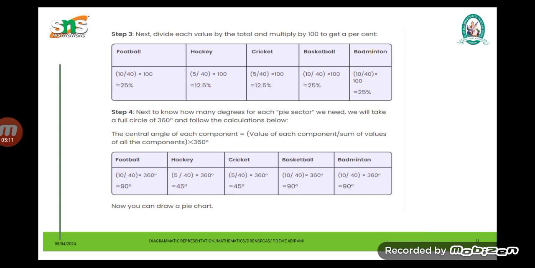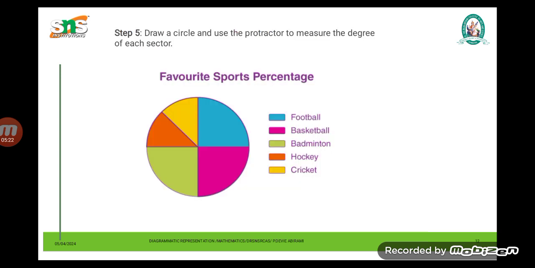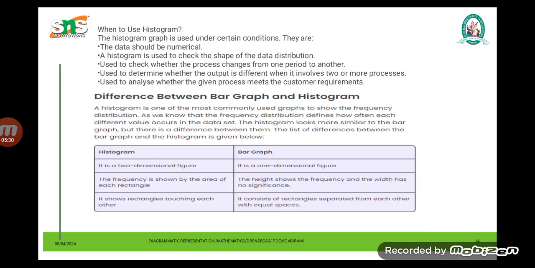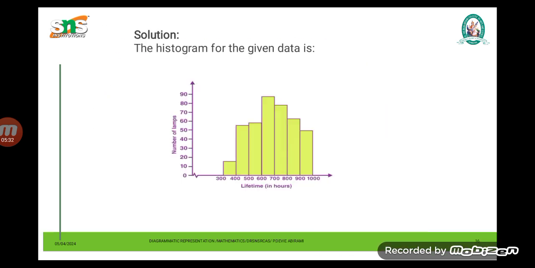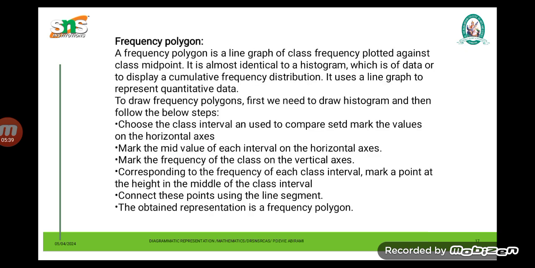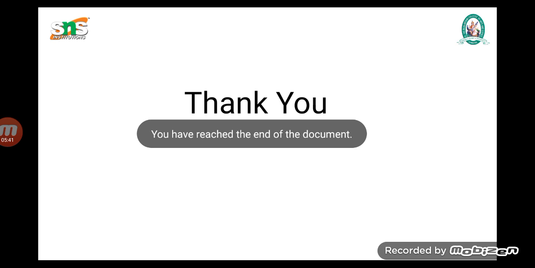Finally, I multiply these values by 360 degrees. I get the degrees as 90 degrees, 45 degrees, again 45 degrees, and both 90 degrees. These degrees are represented in a circle. This diagram is said to be a pie diagram. This can be drawn by using a protractor. Similarly, a histogram can be drawn for the lifetime of a number of lamps. Thank you.